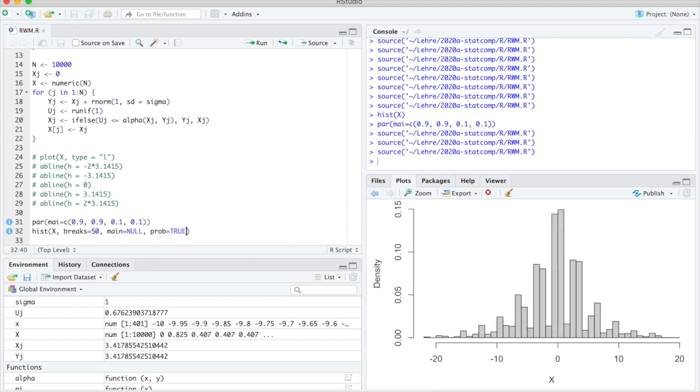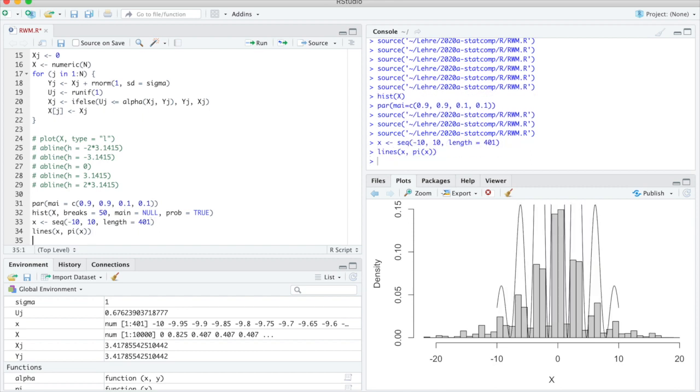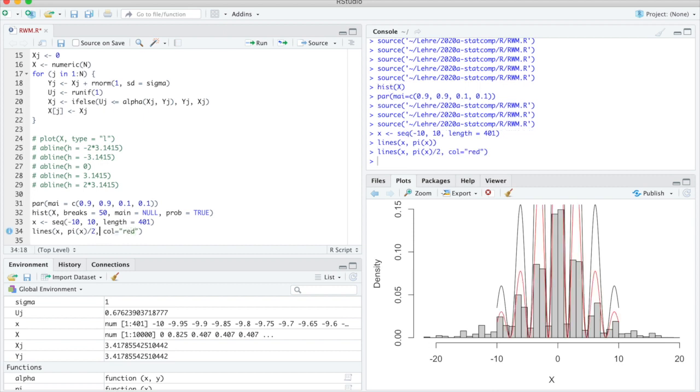And I can do prob equals true to get it so that we can compare it for a density. But this time around, we cannot easily plot the density line on top of that because we don't know the leading constant. So we can do lines x and pi of x, but again, we don't know the constant, so that will be scaled wrong, and we will need to play a bit with it. But still, we should be able to see something. Though that is too large, so let's just experimentally divide it by 2, make it red. That looks better, but still not quite right.